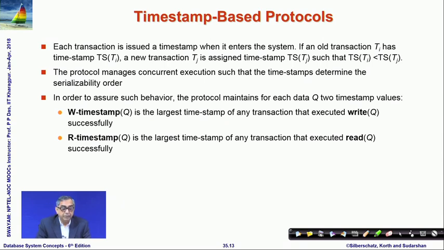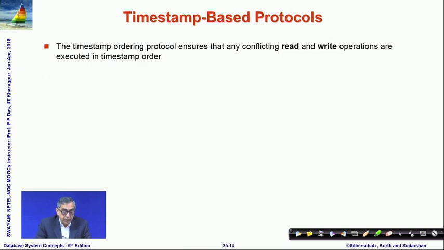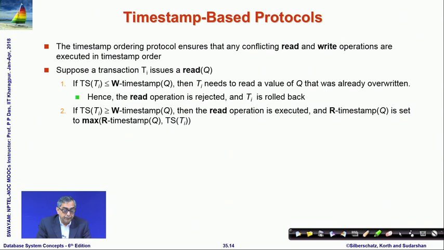W-timestamp(Q) is the largest timestamp of any transaction that executed a write(Q) successfully. So, naturally what does it mean? The largest timestamp means the latest write that has happened. Similarly, R-timestamp gives the latest read. Now, using that you build up this protocol. So, it again looks only at conflicting read and write operations, and they are executed in timestamp order.